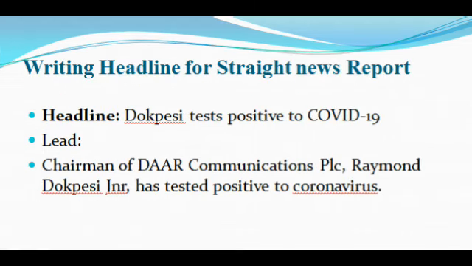Look at the lead, the first paragraph of the story. That's the lead. It says, Chairman of DAR Communications PLC Raymond Dokpesi Jr. has tested positive to coronavirus. Look at the headline: "Dokpesi tests positive to COVID-19." So you see, it comes in present continuous tense. "Dokpesi tests positive to COVID-19." You can say "Dokpesi tests positive to coronavirus."